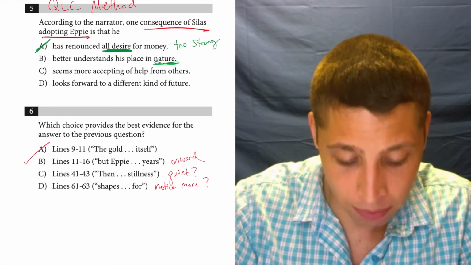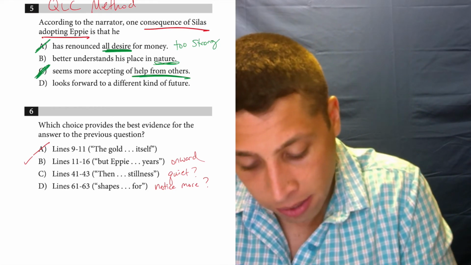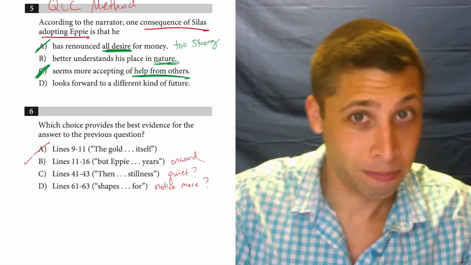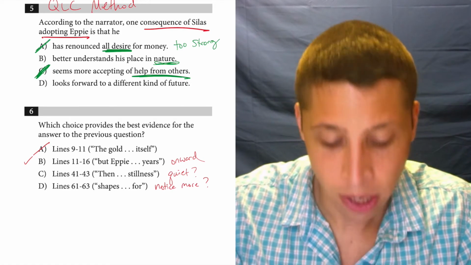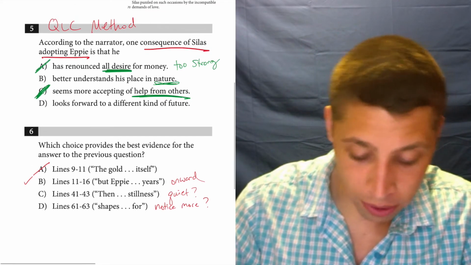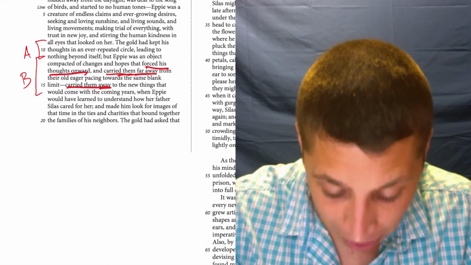Seems more accepting of help from others. No. Other people are definitely not mentioned. That's definitely wrong. Other people, not part of this. Just Epi and Silas. D, it looks forward to a different kind of future. Well, yeah. I mean, let's go back to this line. Future is definitely what this is about.